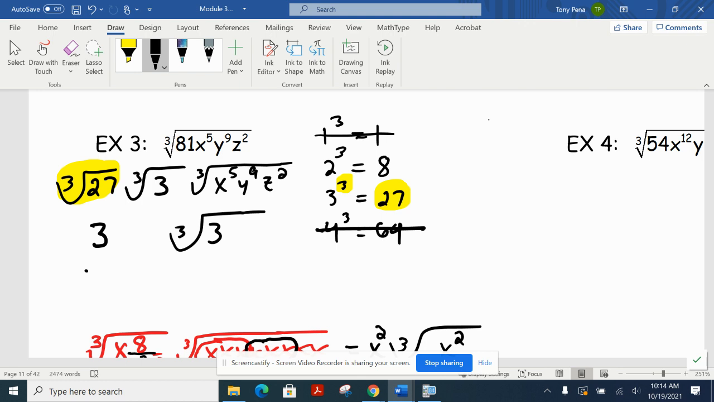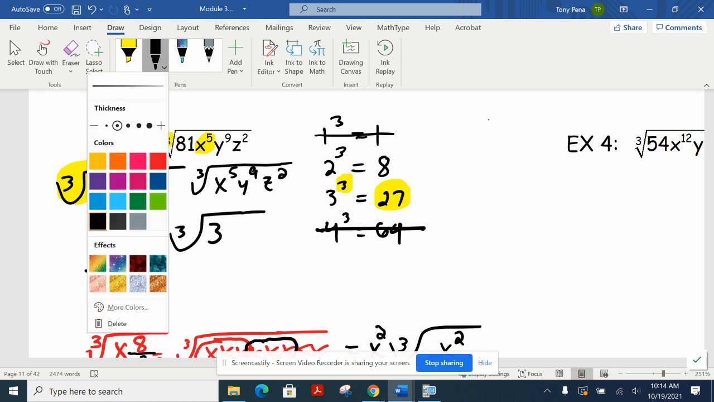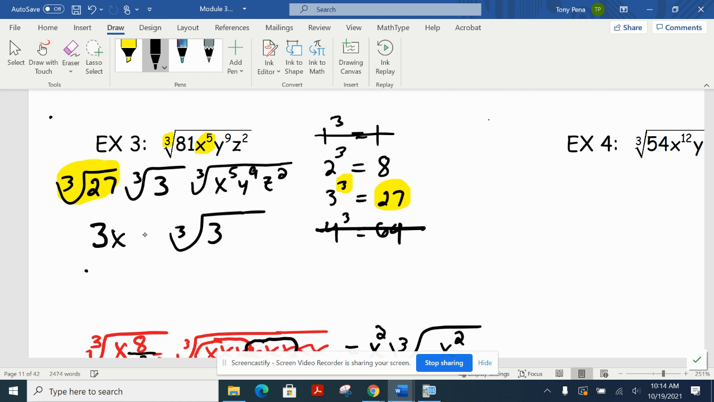All right, so x's first. If I have 5 x's, how many complete sets of 3 could I get if there were 5 people or 5 x's? 1 complete set. So that's why we're going to pull out an x to the 1. We get 1 complete set of 3. How many would that leave behind? 2. So we would have an x squared underneath left over.